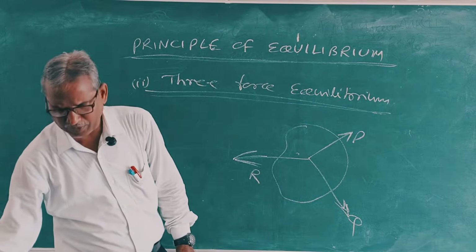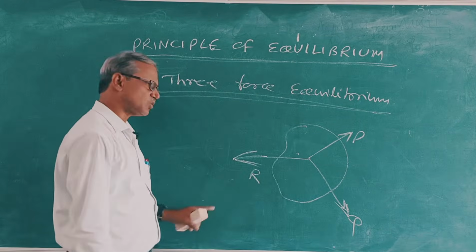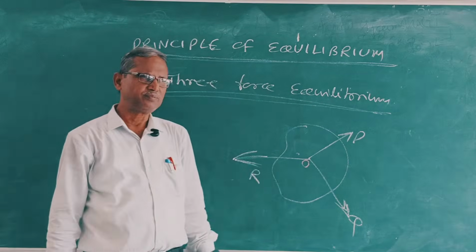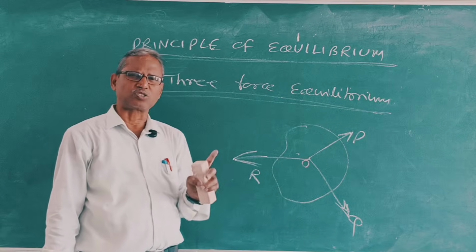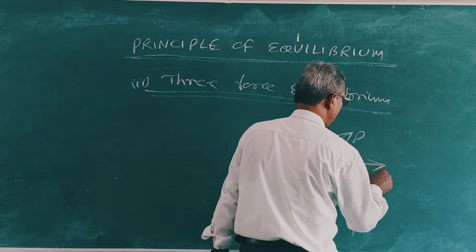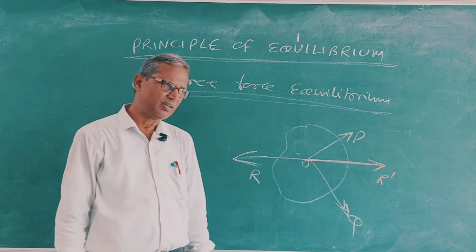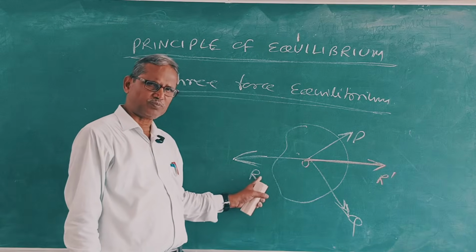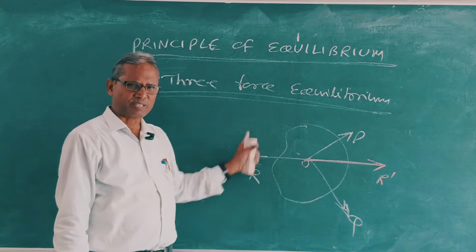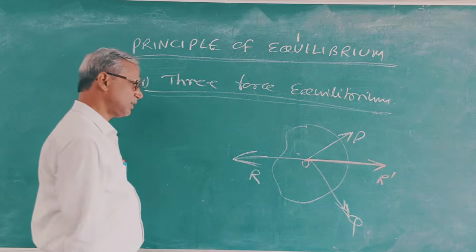Three forces acting on a body. This is force P, this is force Q, this is force R, this is point O. Then this states that the resultant of any two forces, suppose the resultant of P and Q is equal to R dash. Then another force, third force, this is R. Then R dash is equal and opposite to R. Then the body is said to be in equilibrium condition. Clear?